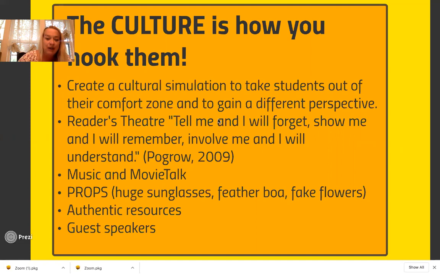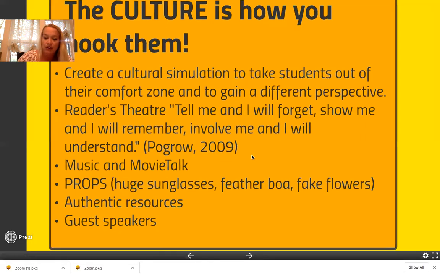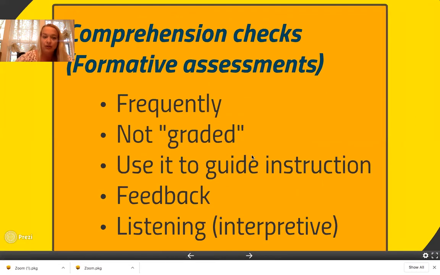So basically, Reader's Theater is huge. Music and movie talk are also great ways to incorporate culture. Authentic resources, guest speakers. Always bring people into your classroom and share with your community what you're doing with your kiddos, stakeholders, all of that.